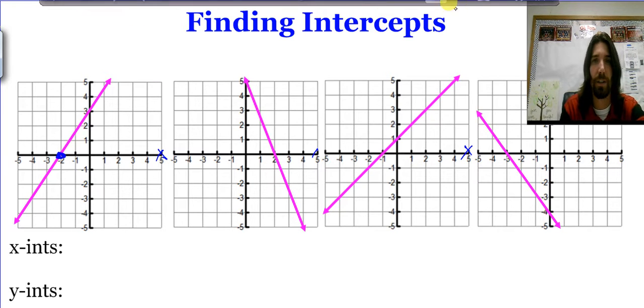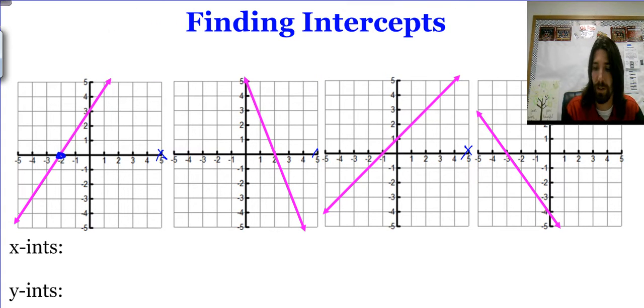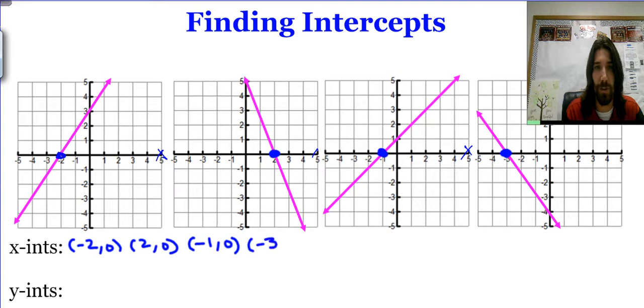The next one crosses the x-axis right here, and then here. I'm going to write down those points. This point is the point -2, 0. This point is the point 2, 0. This one is -1, 0. This one is -3, 0.